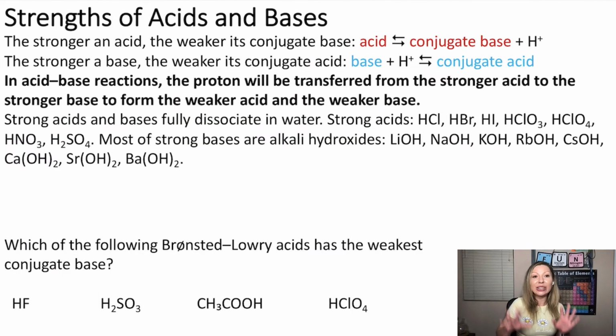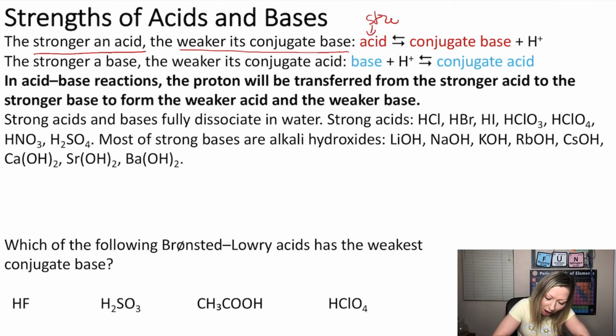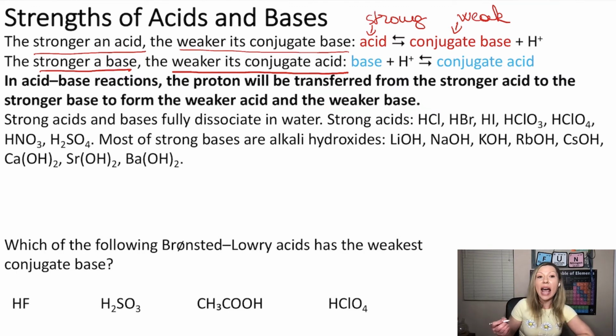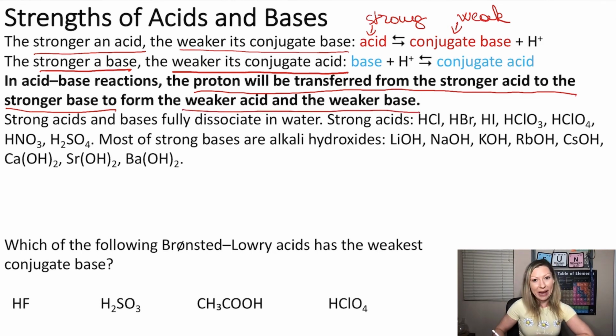Let's talk about the strengths of acids and bases. So, the stronger an acid, the weaker its conjugate base. So, when an acid is strong, we are going to get a weak conjugate base. Similarly, when we have a strong base, we are going to get a weak conjugate acid. Now, in acid-base reactions, the proton will be transferred from the stronger acid to the stronger base to form the weaker acid and the weaker base.